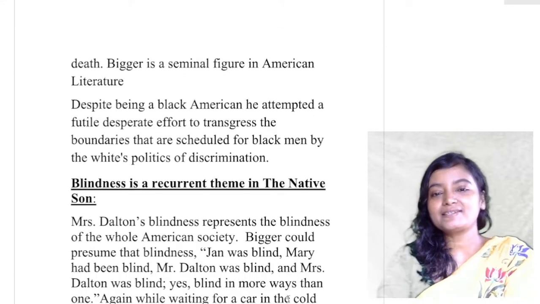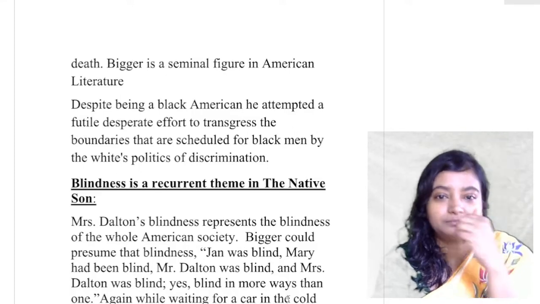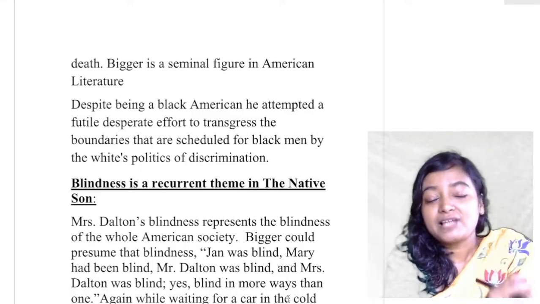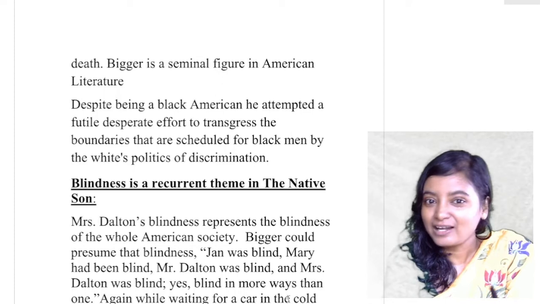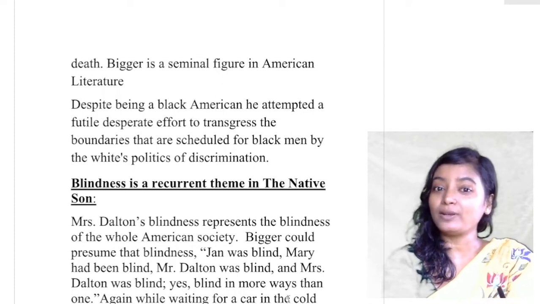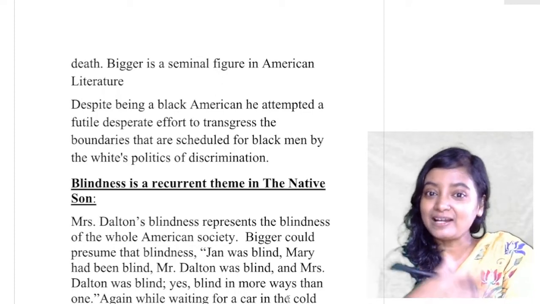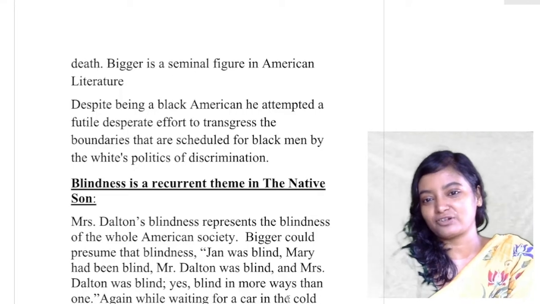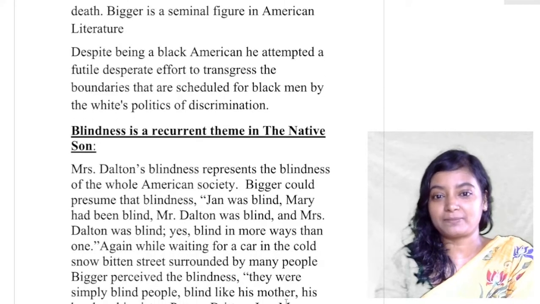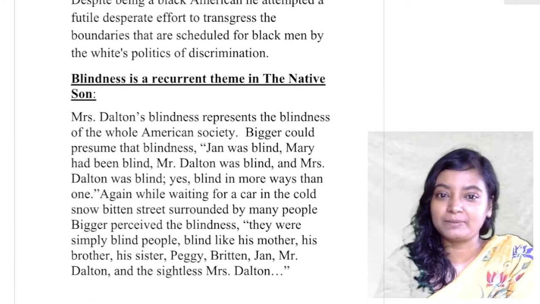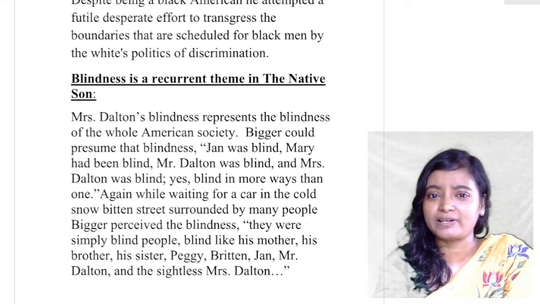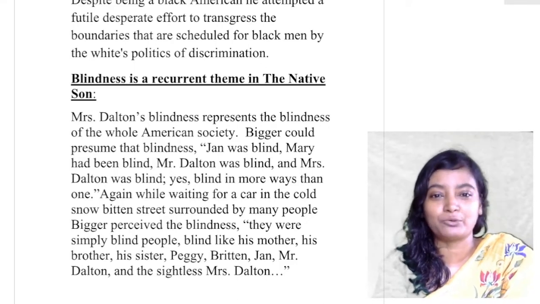Now, blindness is a recurrent theme in Native Son. Mr. Dalton's blindness is not just Mr. Dalton's blindness. It is the blindness of the whole American society. And that blindness recurrently appears in this novel. Bigger could presume that blindness. Jan was blind, Mary had been blind, Mr. Dalton was blind, and Mrs. Dalton was blind. Yes, blind in more ways than one.